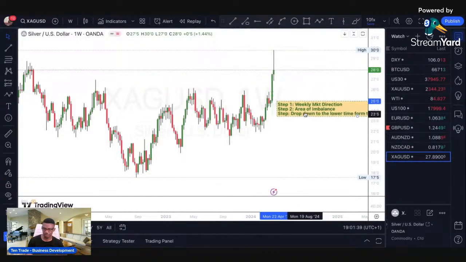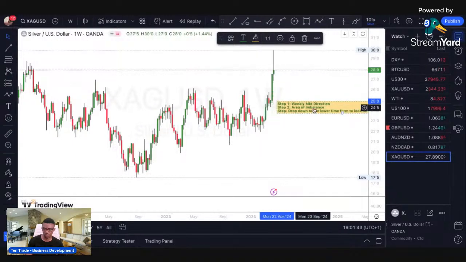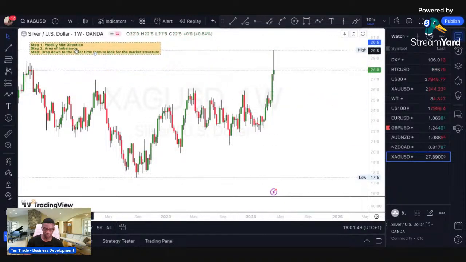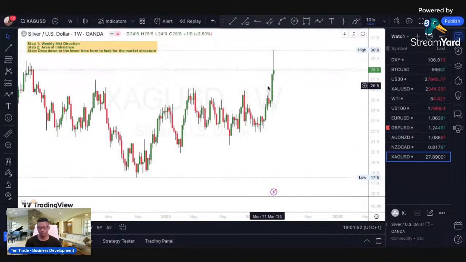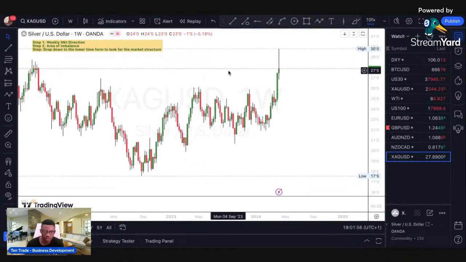Maybe I have to drop this a little bit more to 11. Yeah, 3 steps. Where do I drop it? Here? I drop it here. Beautiful. So here we are on the weekly chart for XAG, which is silver.